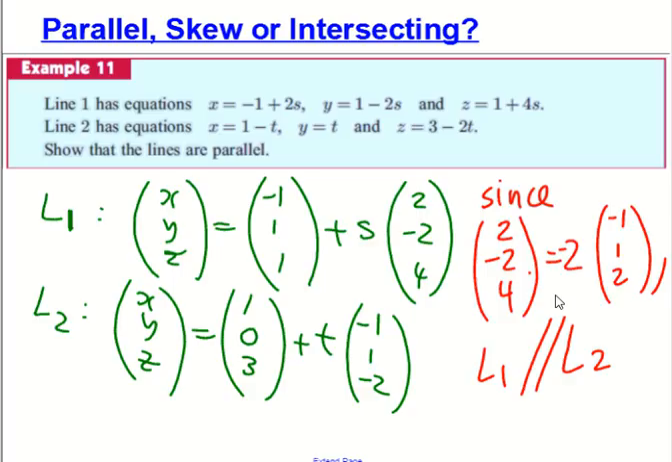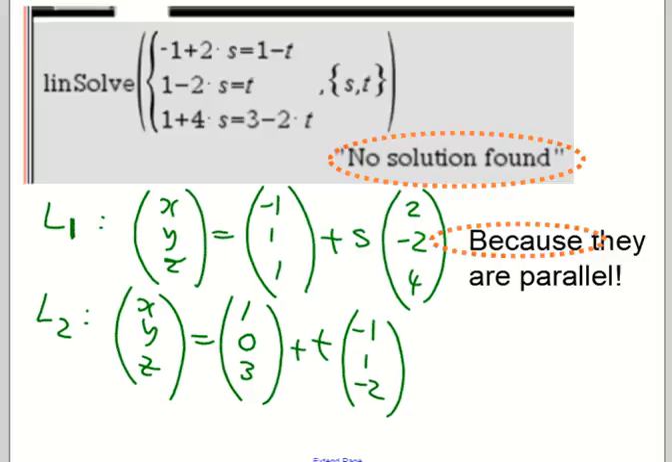Actually, I just remembered, to show they're strictly parallel, you would have to show that this point is not on this line. But we'll do that another day. If you were to enter those two equations in your calculator and ask it to solve, it will tell you there's no solution found. That's because they're parallel.